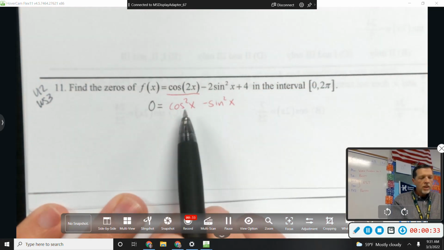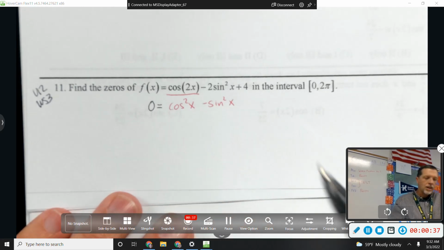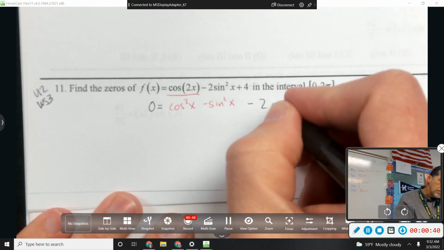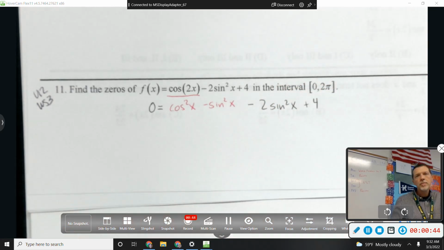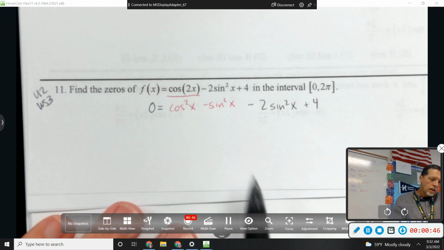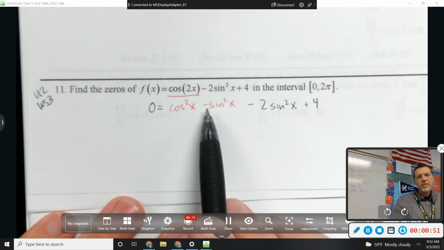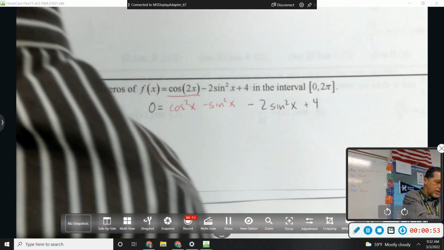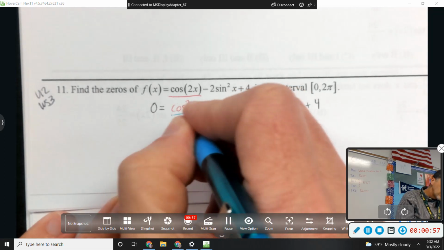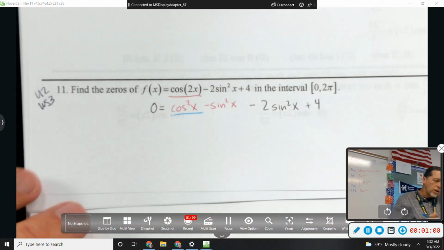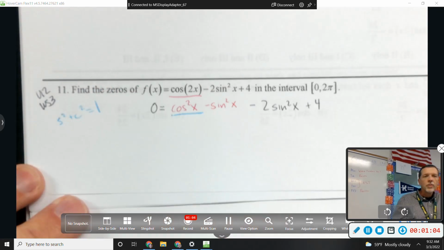Again, that's one you have to have memorized or be able to figure out on test day. Minus 2 sine squared x plus 4. Okay, so now all our arguments are the same. We don't have any 2x's, they're all x's. But I've got sines and cosines. So what's cosine squared equal to? Yeah, 1 minus sine squared.